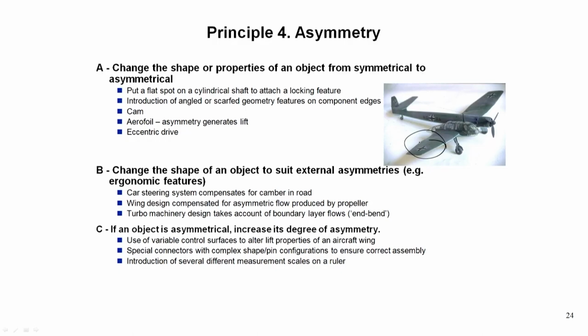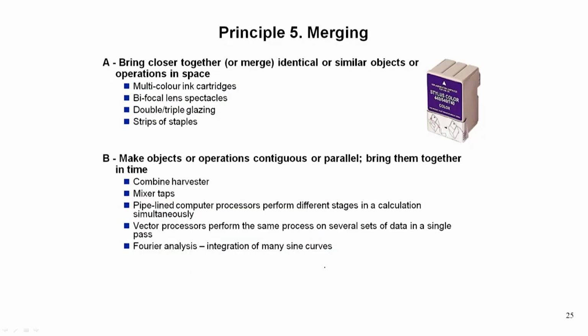Or change the shape of an object to suit external asymmetries, like ergonomic features we add. For example, the car steering system compensates for camber in the road. Wing design, already I told you. Turbo machinery design takes account of boundary layer of flows. So, change the shape of an object to suit the external asymmetry. If an object is asymmetrical, increase its degree of asymmetry, and that you can do for aircraft wings, for special connectors, for different types of scales on a ruler. You basically increase the degree of asymmetry.